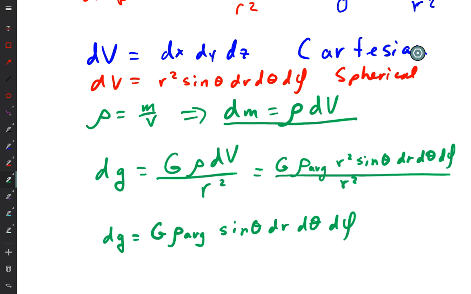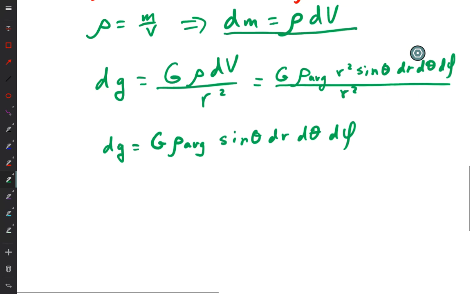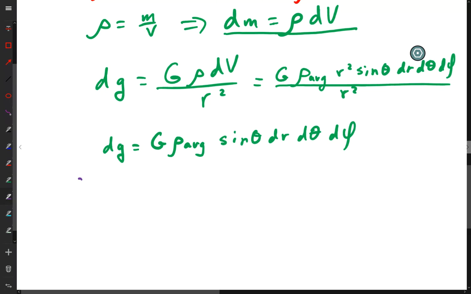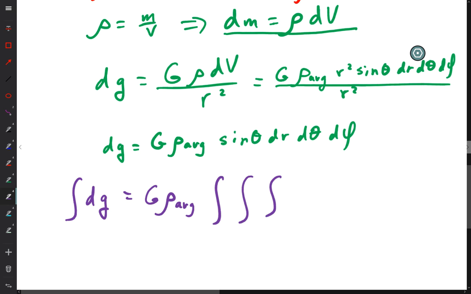So, is my work going to be hard? I'm going to go with no. If you look at this, r shows up only one place, in dr. Theta shows up two places, in sine theta and d theta, and phi shows up only one place, d phi. So when I integrate this, I'm going to have the integral of dg is equal to, putting my constants outside, G rho average, I have a triple integral of sine theta dr d theta d phi.